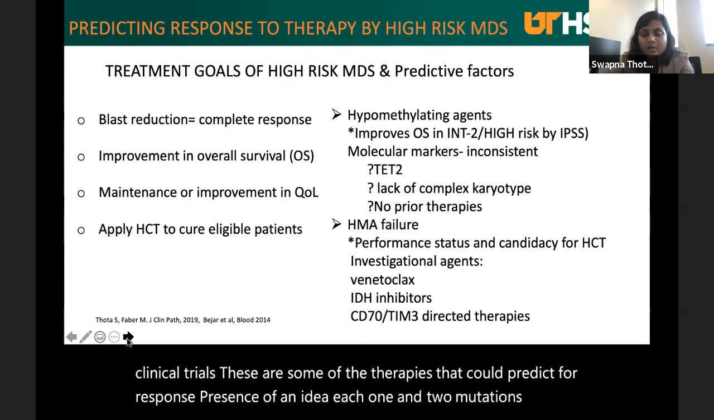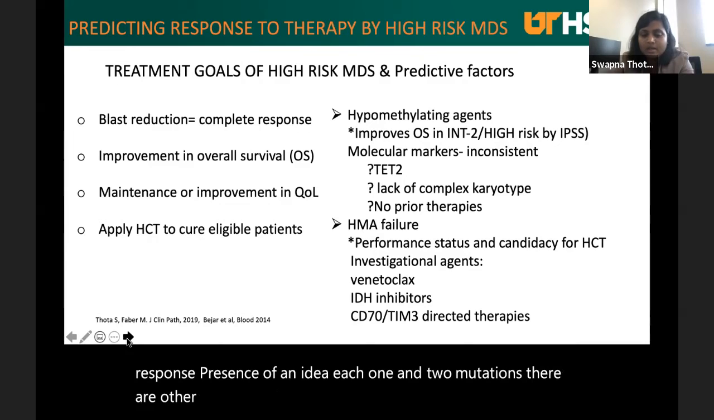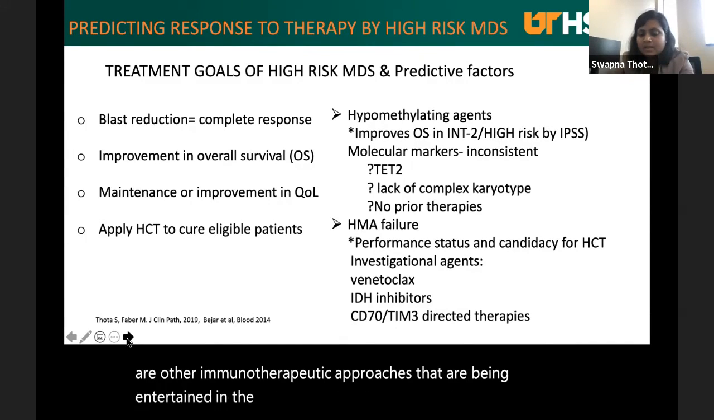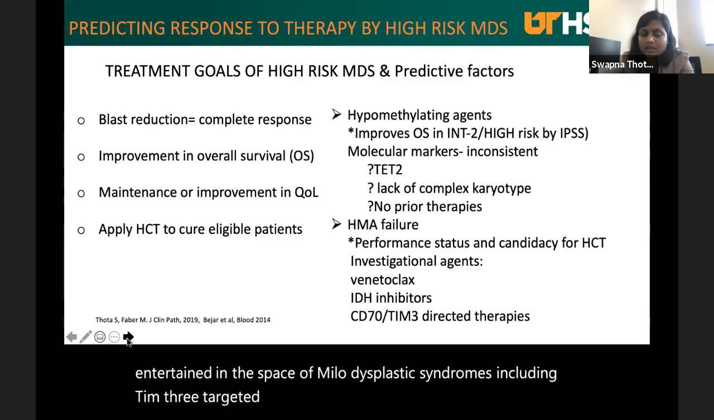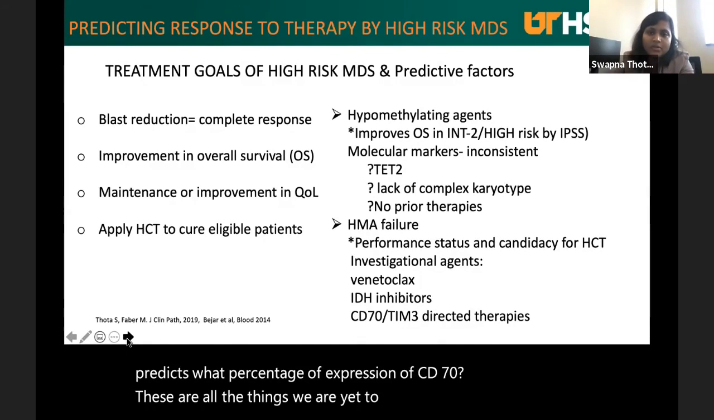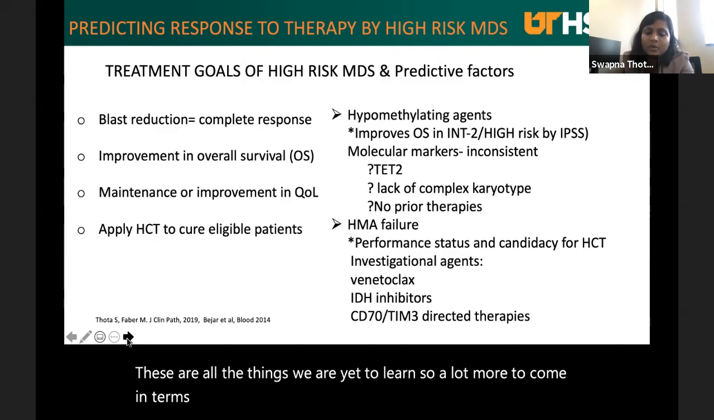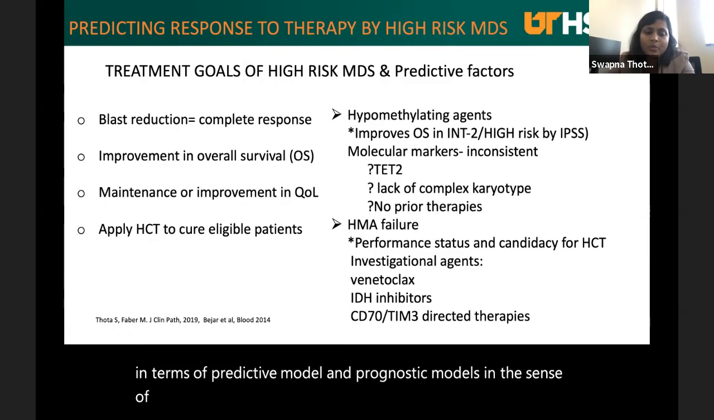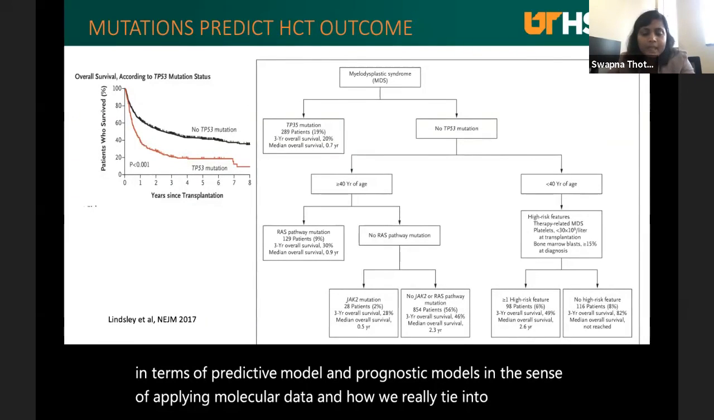There are other immunotherapeutic approaches being entertained in the space of myelodysplastic syndromes, including the TIM3 targeted and CD70 directed therapies. What predicts response, what percentage of expression of CD70? These are all the things we are yet to learn. So a lot more to come in terms of predictive and prognostic models in the sense of applying molecular data and how we really tie into treatments for them.